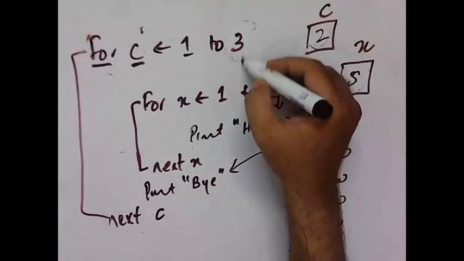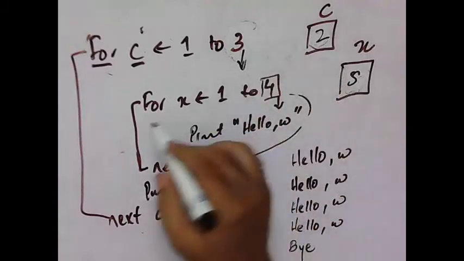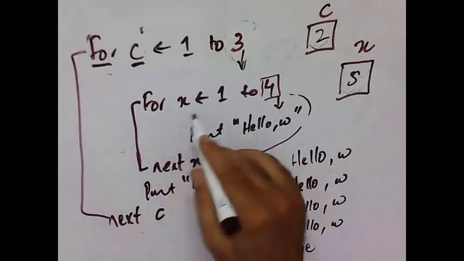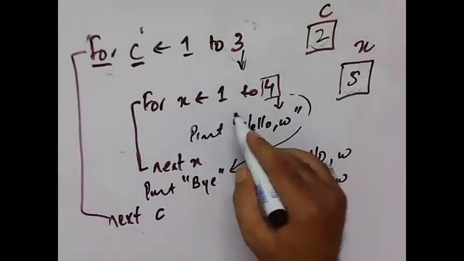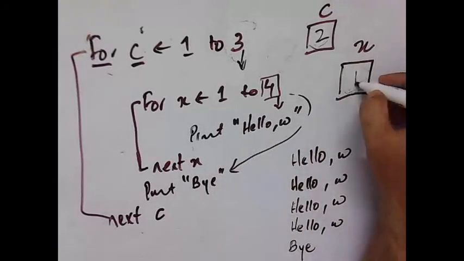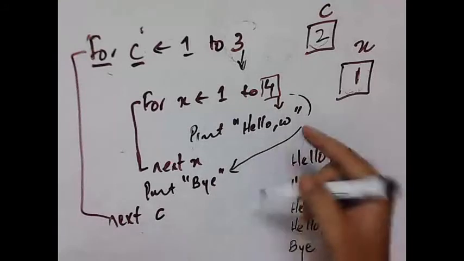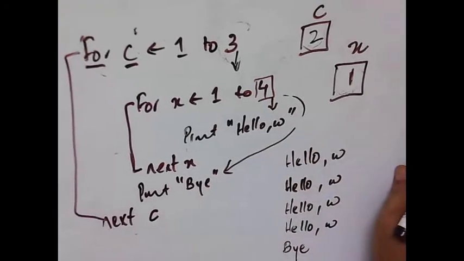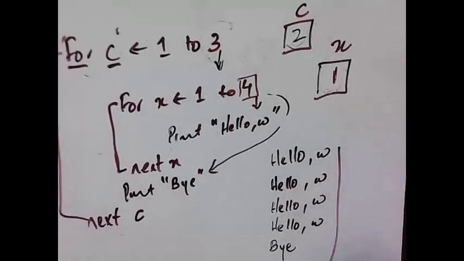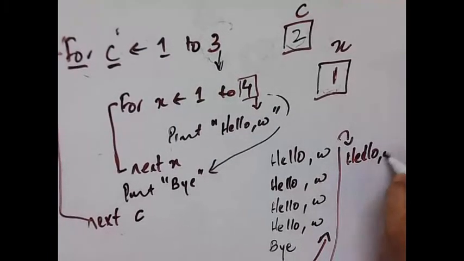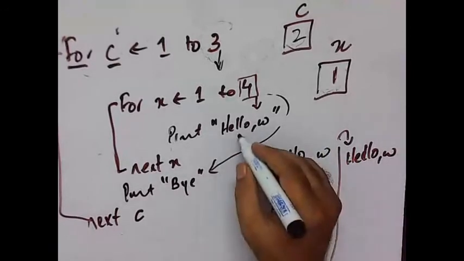So again it is going to come inside the loop, and again it is going to start executing whatever is written within it. So again it will encounter for x 1 to 4. So it is going to reinitialize this variable x with 1, and again it is going to keep on doing the same thing 4 times. So after this it will again display hello w on the screen because of this statement.